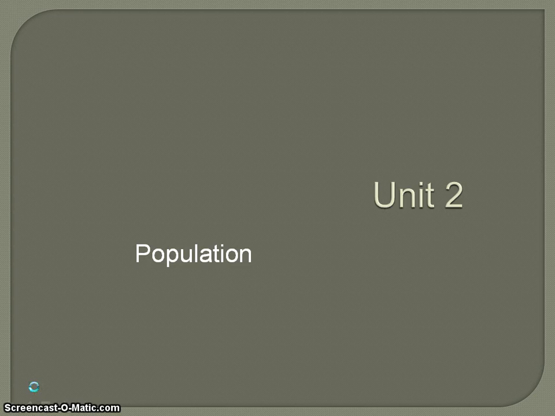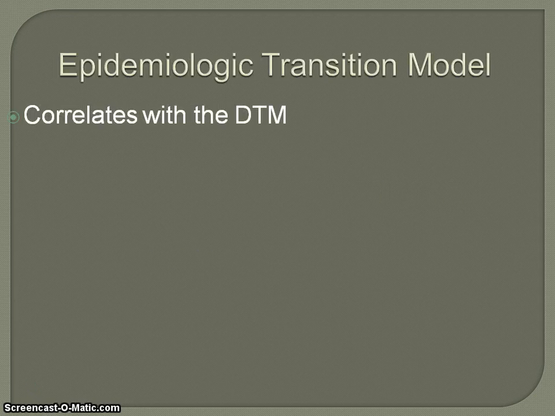Hello everyone and welcome to another session of AP Human Geography with Mr. Elrod. We're still in Unit 2, and today we're going to be talking about the epidemiological transition model.